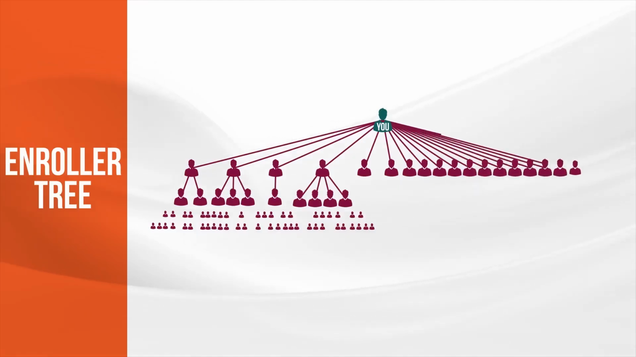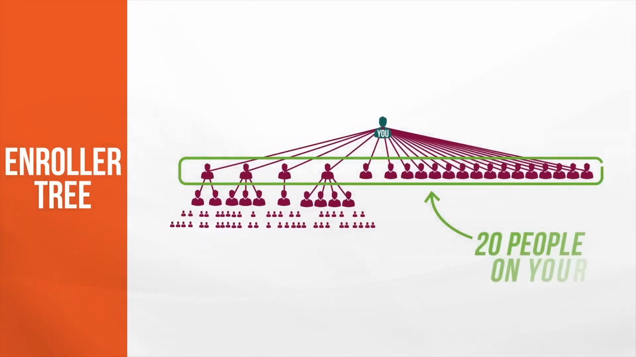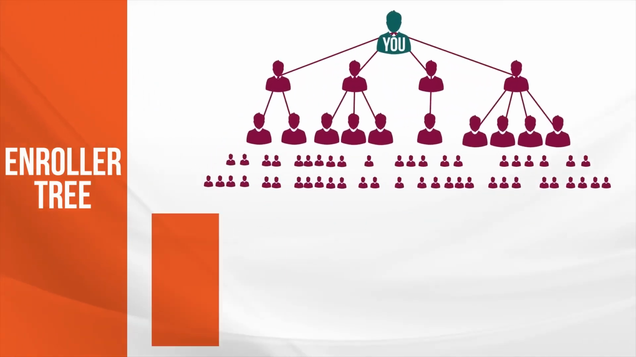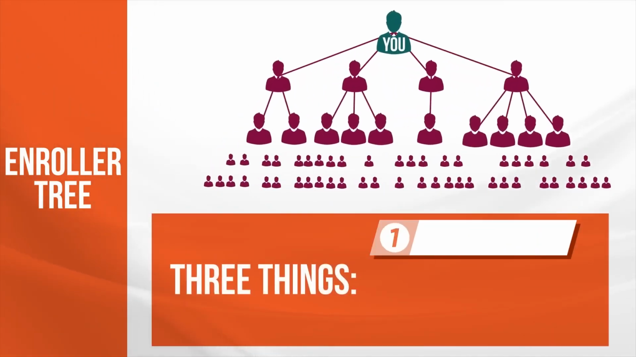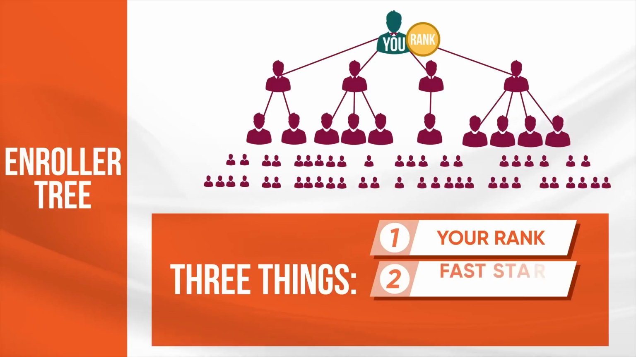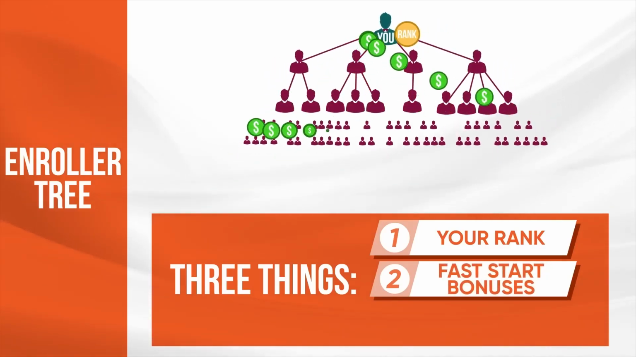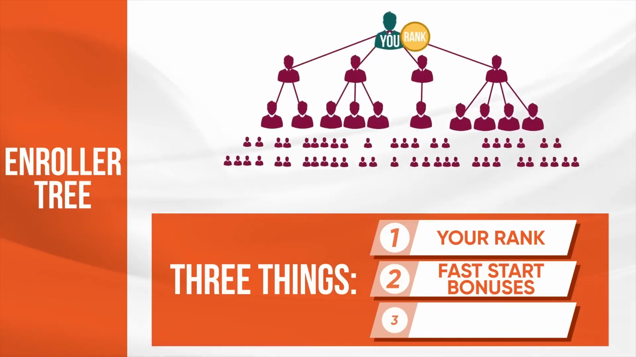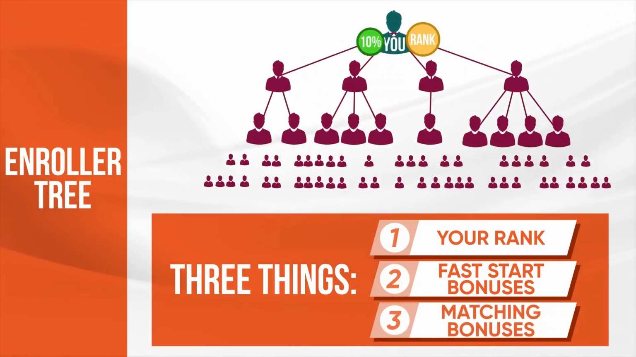So if you personally enroll 20 people, you have 20 people on the first level in your enroller tree. Now, your enroller tree is used to determine three things. One, your rank. Only people in your enroller tree count toward rank. Two, your fast start bonuses. As you advance in rank, you'll get paid fast start bonuses on as many as 10 levels in your enroller tree. And three, your matching bonuses.